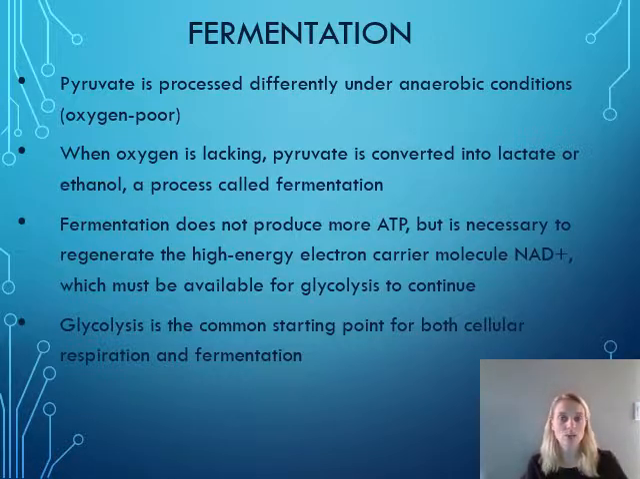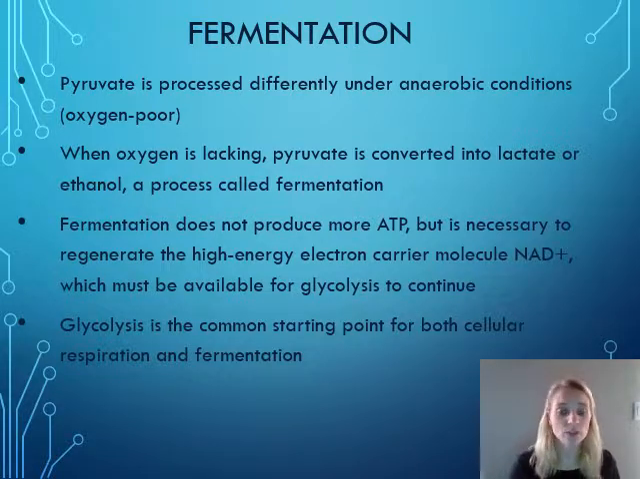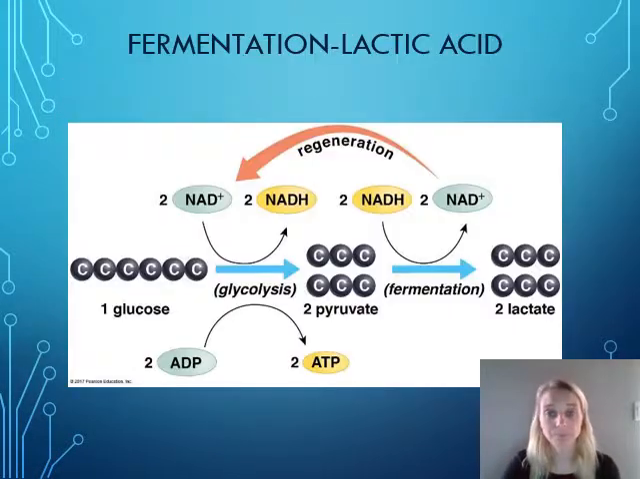That's what our skeletal muscles can do. Or they can convert it into ethanol, which is a type of alcohol. It produces a little bit of ATP, just the two that come from glycolysis, because it's a common pathway between cellular respiration and fermentation. But what it does is allow a cell to recycle that NADH made in glycolysis back to NAD+ to keep the glycolysis process going. So let's take a look at the two types of fermentation.